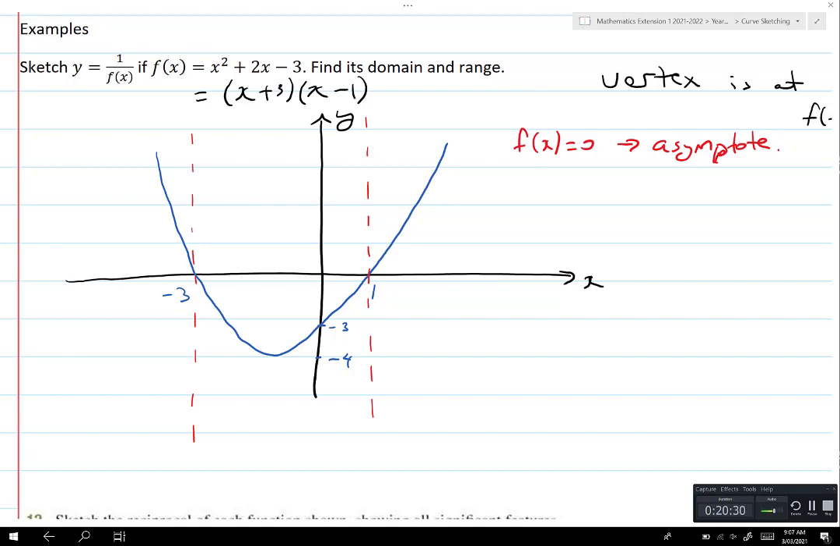I'm going to rub this out, so don't draw it. The next thing that I'm going to draw. But basically, here I've got a very small positive number. When I flip that, it's going to be a very big positive, so it's going to be up there.